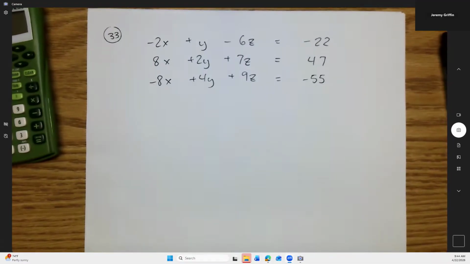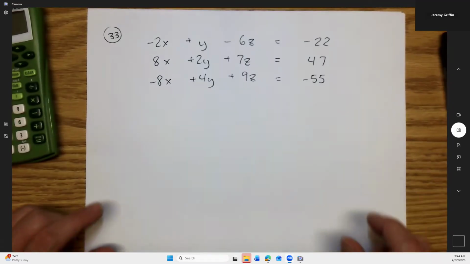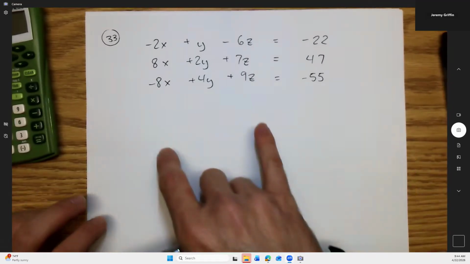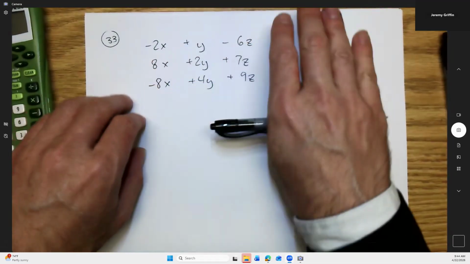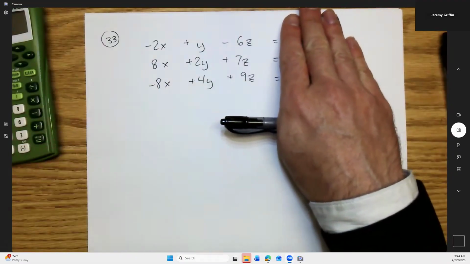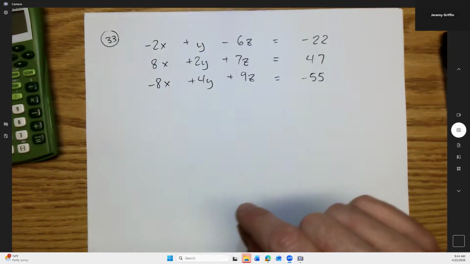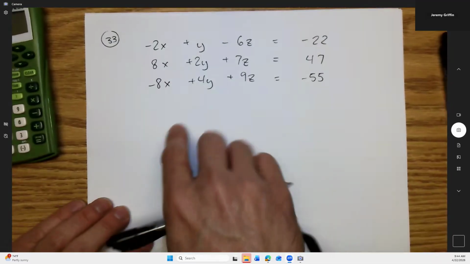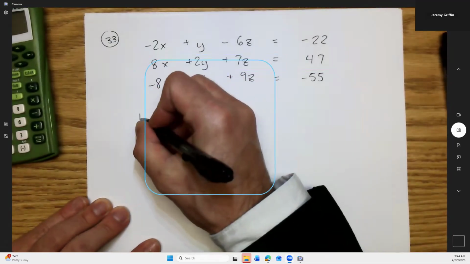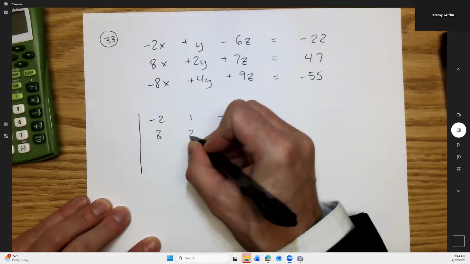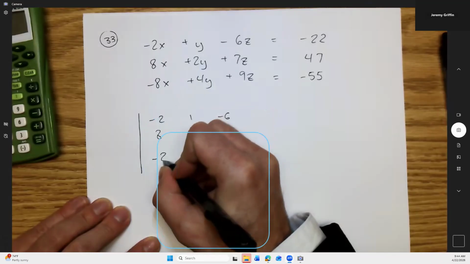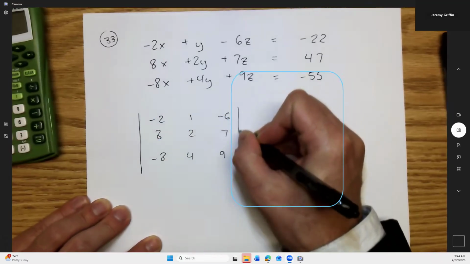Now, there are different ways you could solve a system of equations. If you wanted to be really fancy with substitution and elimination, you can do that. But there is a process where you can make a matrix out of this. So let's take the coefficients on the x, y, and z terms, everything to the left of the equal sign, make a 3x3 matrix out of that and find the determinant. Hang tight, because we're going to use that later to eventually solve for x, y, and z. So I'm going to find the determinant of negative 2, 1, negative 6, 8, 2, 7, negative 8, 4, 9.